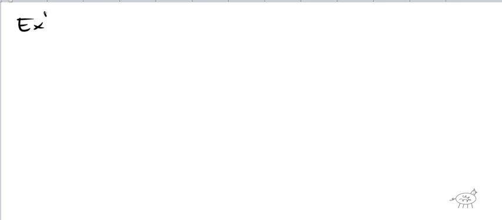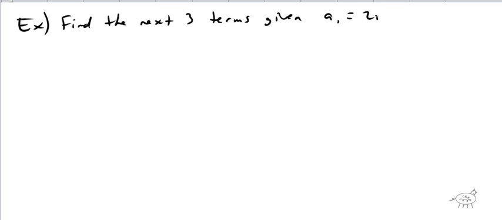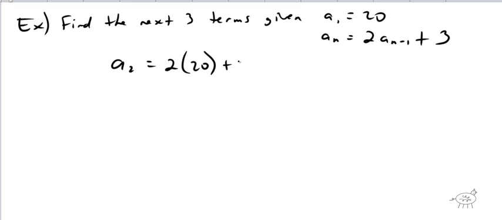Find the next 3 terms given a sub 1, my first term, is 20, and a sub n, the current term, equals twice the previous term, 2 times a sub n minus 1, plus 3. Okay, so it's easy. A sub 2 is 2 times the previous term, which is 20, plus 3. So that gives me 43.